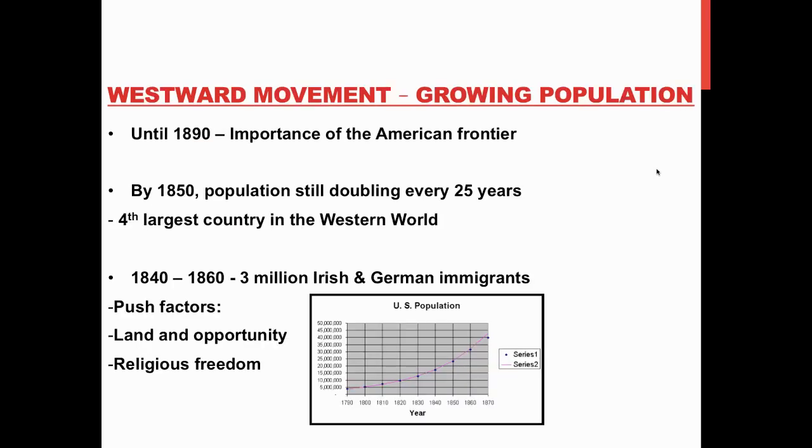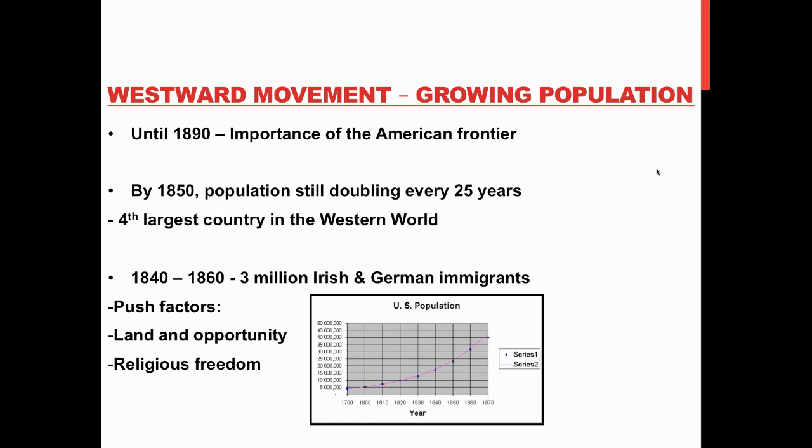Okay. This antebellum period, especially the 1840s to 1860, is a period of very, very high immigration. We have two periods of very high immigration in American history. One is right before the Civil War, 1840 to 1860. The other one is after the Civil War, 1880 to 1920. We have different immigrants in these different eras. In this first era, it's all about the Irish and the Germans.